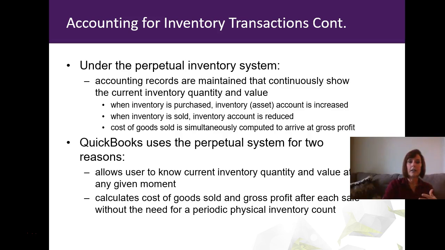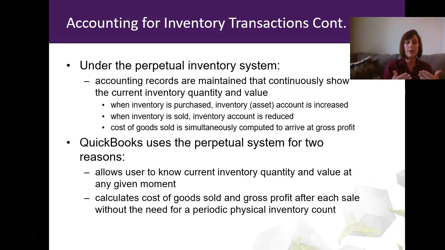On the other hand, under the perpetual system, we're updating our inventory in real time. So every time we buy or sell something, not only are we recording the revenue and the income side of it, the cash or the accounts receivable, but we're also making adjustments to our inventory count. And so QuickBooks actually uses the perpetual system, and it also happens to be my preferred system, because I always want to know what inventory is on hand.